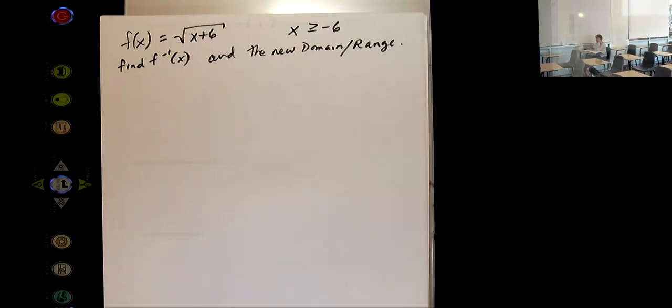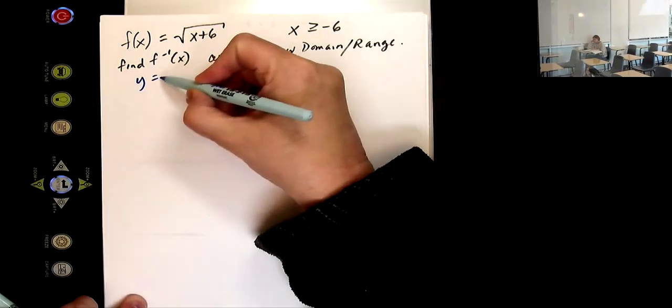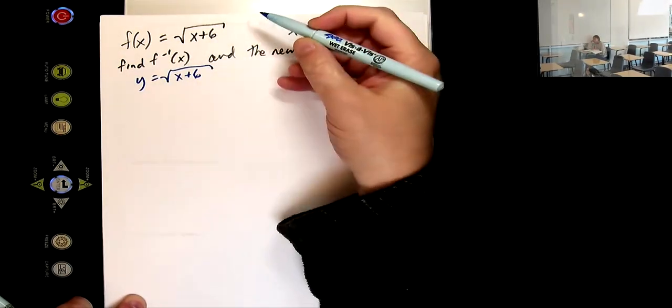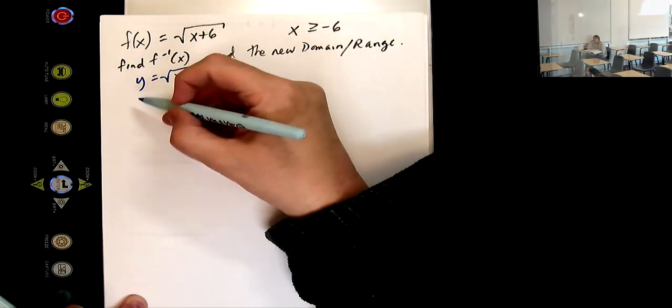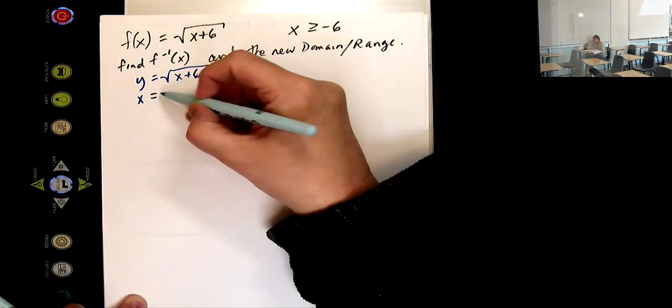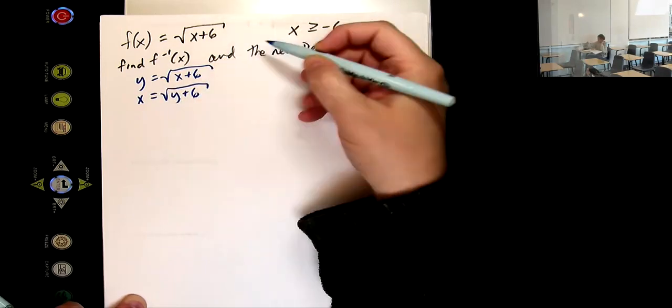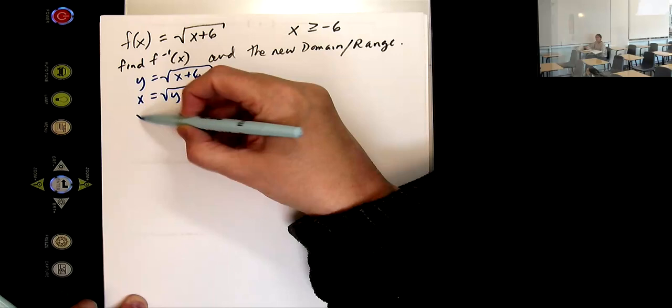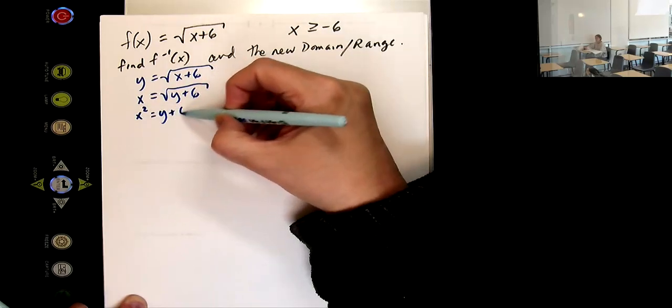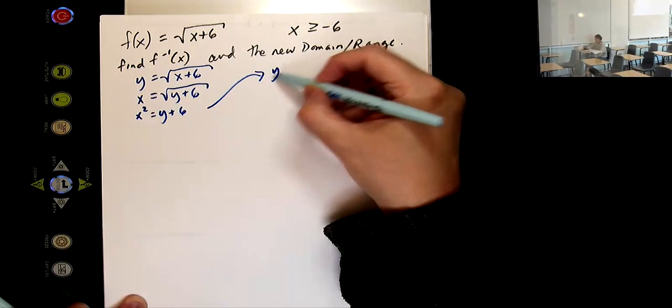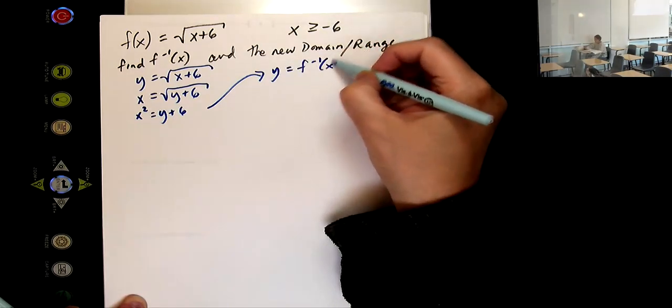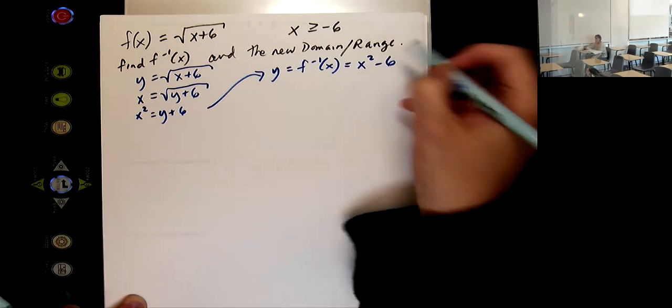How are we doing? Okay, so let's make sure everyone got the same f inverse first. We got y equals square root of x plus 6. And we give them the swap. And we square both sides. And we get y, which equals f inverse, is x squared minus 6.